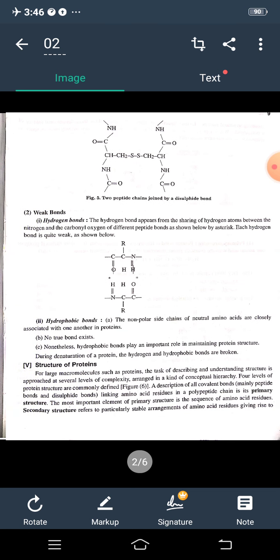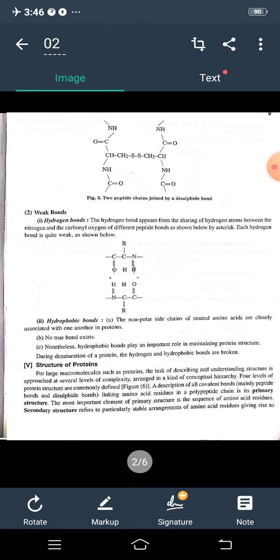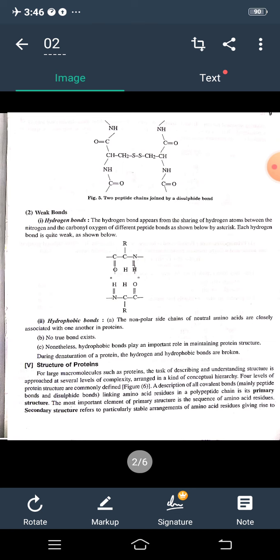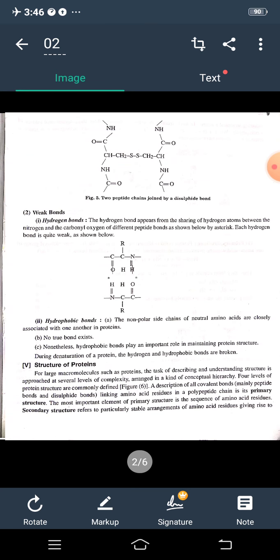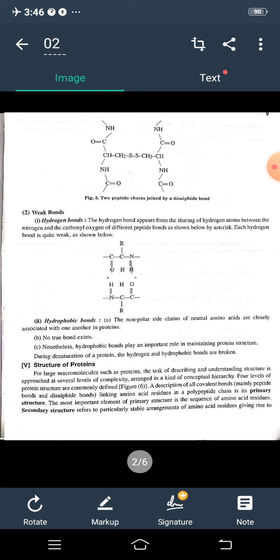Weak bonds: hydrogen bonds. The hydrogen bond arises from sharing of a hydrogen atom between the nitrogen and the carbonyl oxygen of different peptide bonds, shown by the star. Each hydrogen bond is quite weak, as shown in the figure. Hydrophobic bonds: the non-polar side chains of neutral amino acids are closely associated with one another in proteins. No true bond exists. Nonetheless, hydrophobic bonds play an important role in maintaining protein structure.